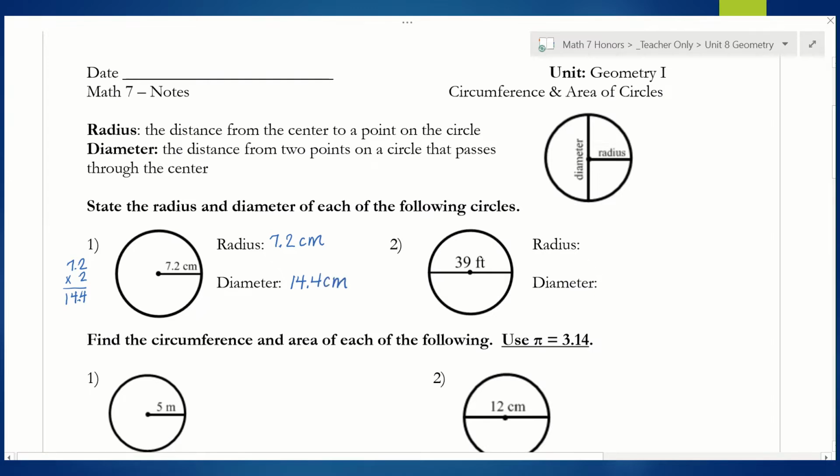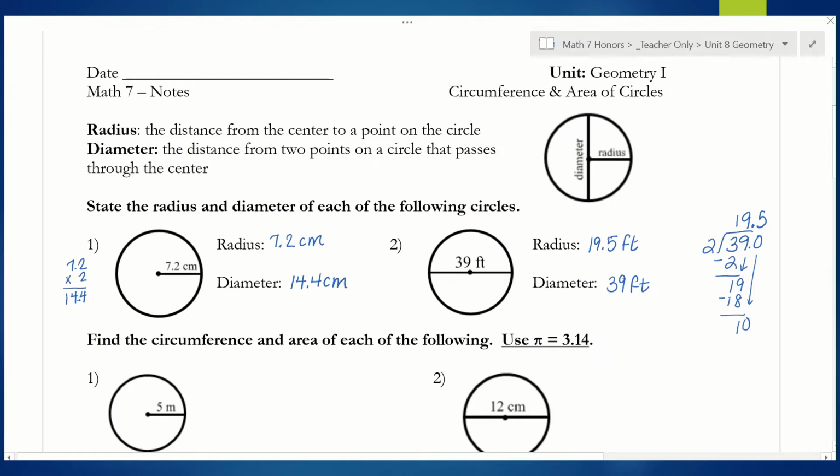In number 2, if you look at that circle, you can see that the diameter is 39 feet because it goes the full way across the circle, right through the middle. So to figure out the radius, I would have to take that number and divide it by 2. So 39 divided by 2 gives me 19.5. So our radius is 19.5 feet.